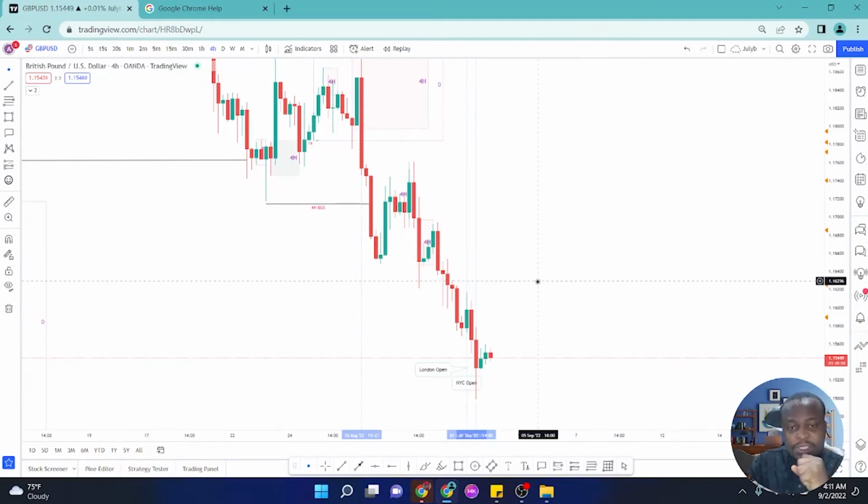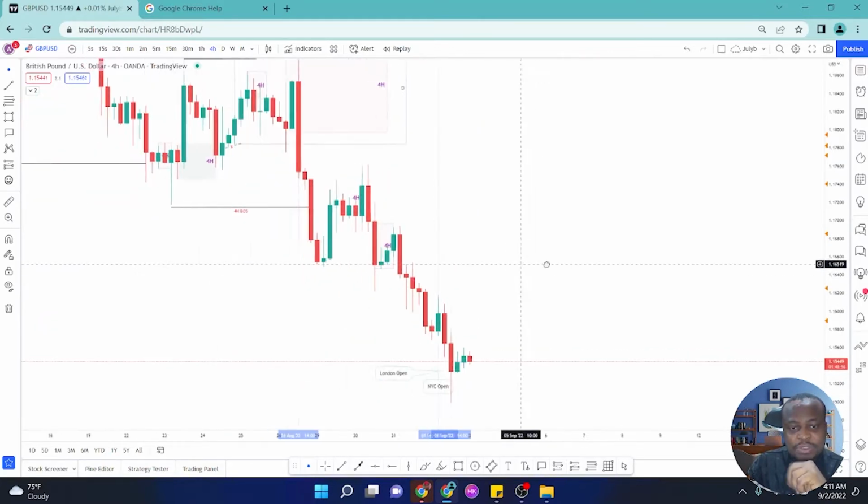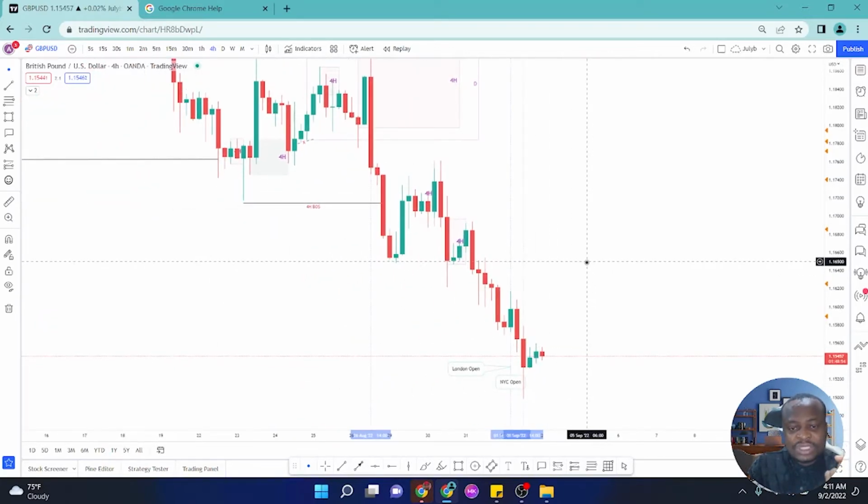So this was the trade I took yesterday. I'm going to be breaking down the counter trade and pro trade I took yesterday. A very wonderful, beautiful trade.